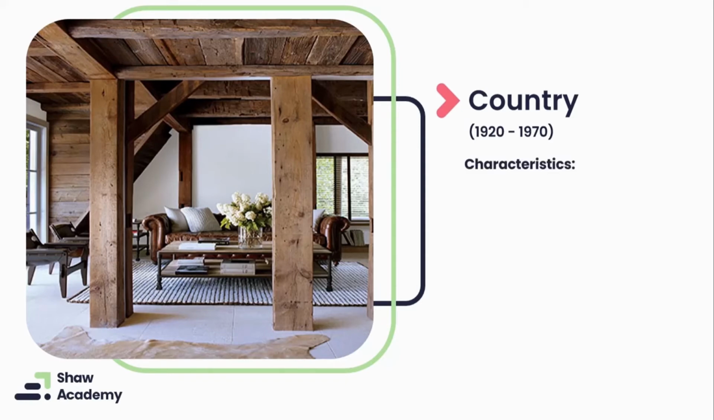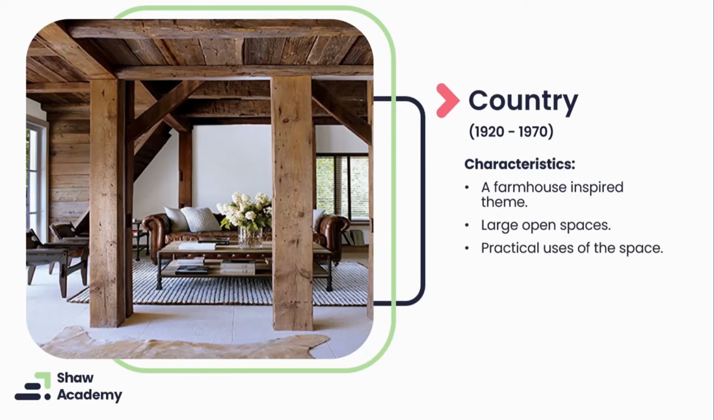Let's take a look at some of the typical characteristics of the style and see if you can visualize them in the example image on the left-hand side. One of the main characteristics is a farmhouse-inspired theme. The second characteristic is that it incorporated large open spaces.